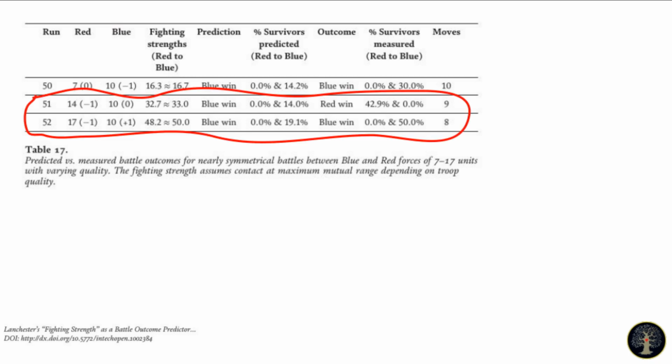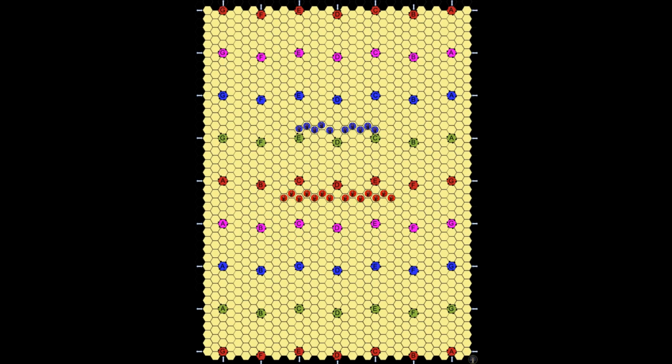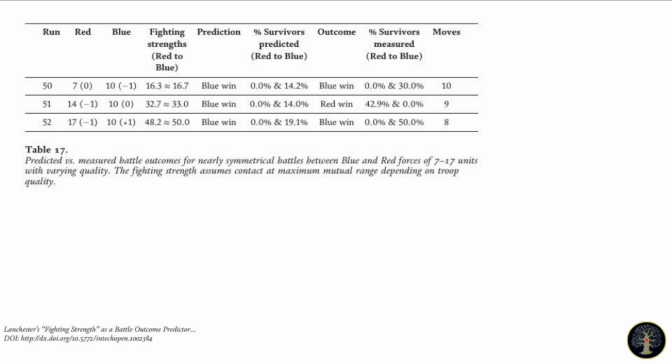Let's look at battles 51 and 52. In battle 51, red has 14 poor quality troops and blue has 10 average quality troops, and a fighting strength each of about 33. Red wins the battle. In battle 52, red has 17 poor quality troops and blue has 10 good quality troops, and a fighting strength each of about 50. Blue wins the battle. Stochastic behavior in fire exchange leads to the balance of forces swinging to one side, and thereafter, Lanchester's insight applies.